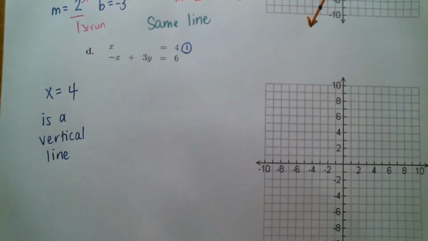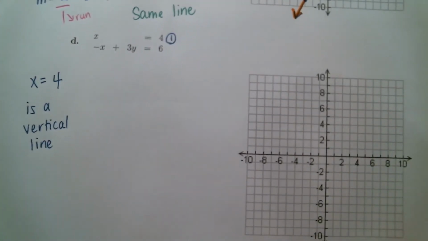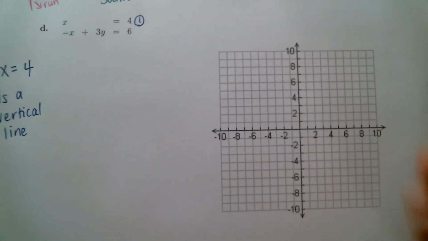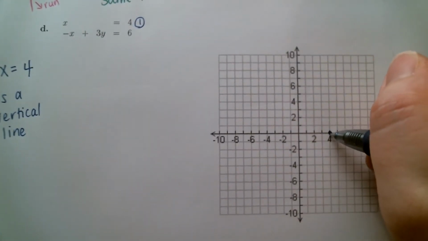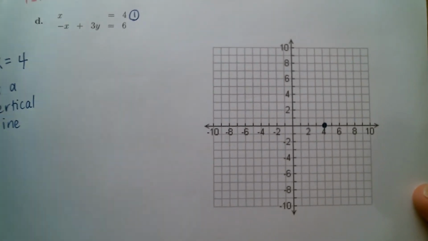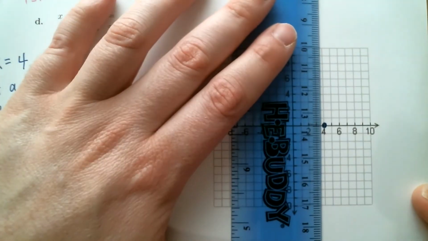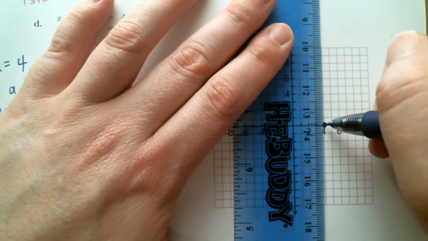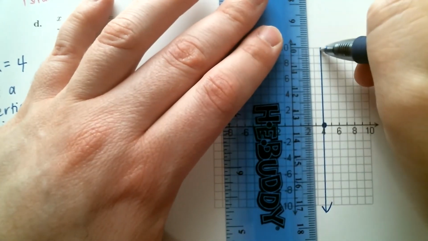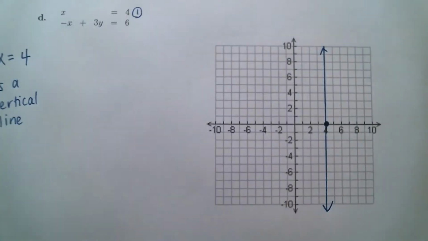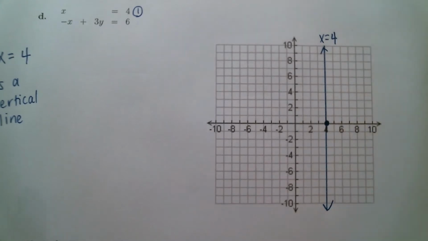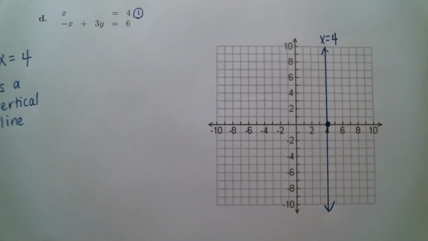The way we graph it, since it says x equals, you go to the x-axis and find where x equals 4. That's right here, and it's going to be a vertical line through this point. Vertical means up and down. Let me draw my line in. So this is the line x equals 4. And now I will go and graph the other line.